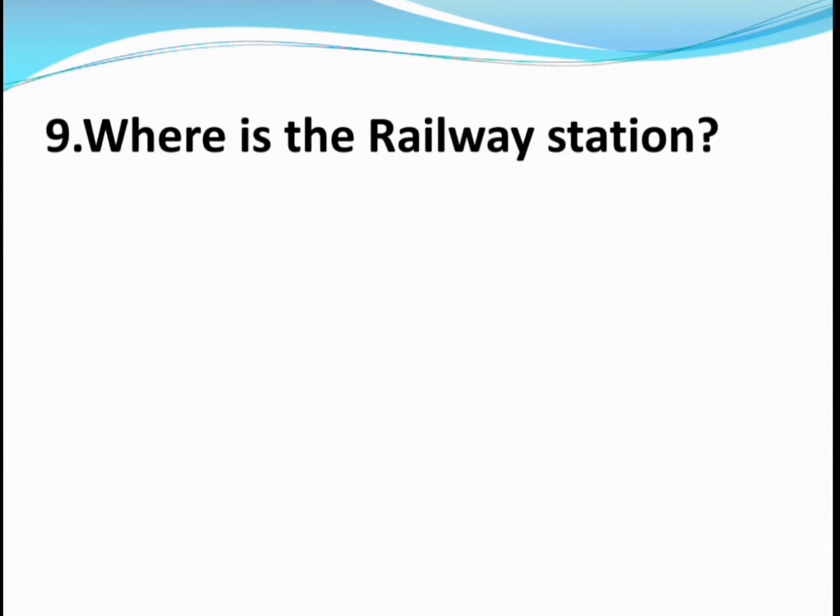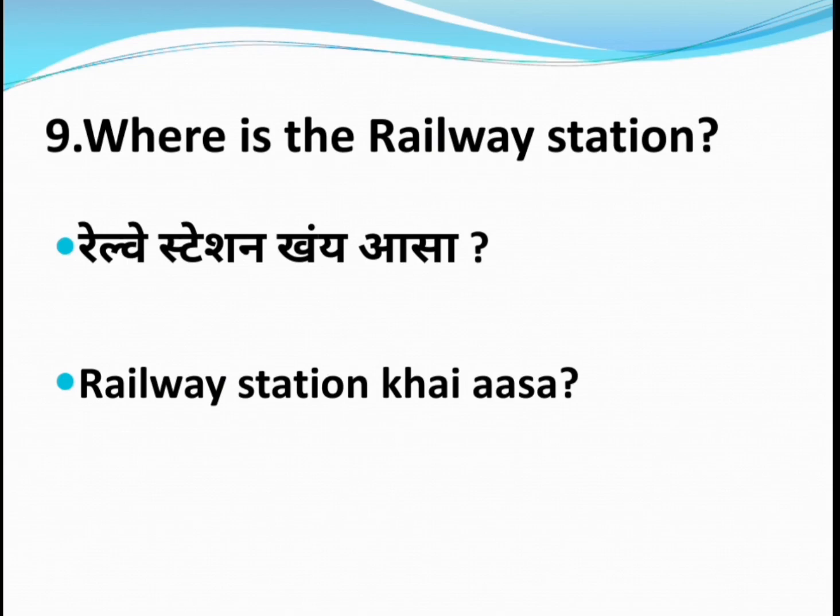The next question. Where is the railway station? In Konkani we ask is railway station खंय आसा? खंय means where.